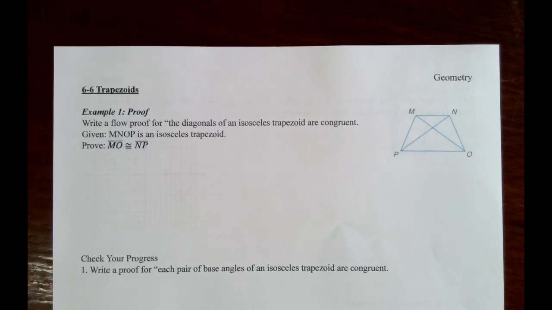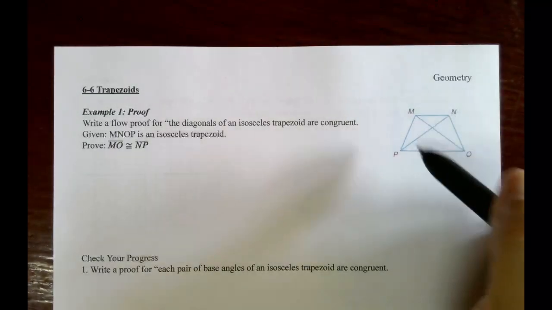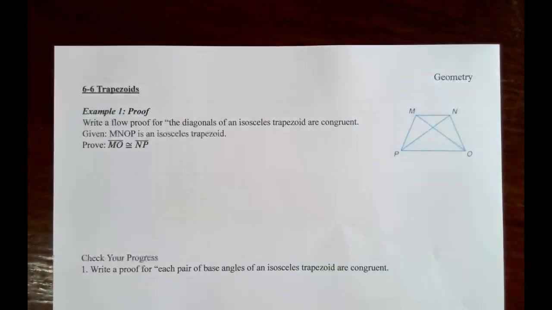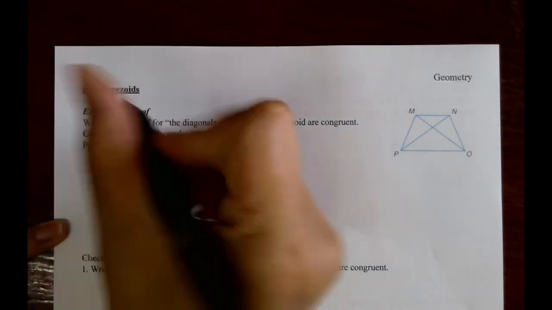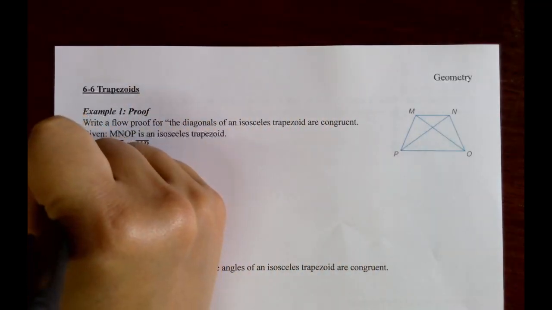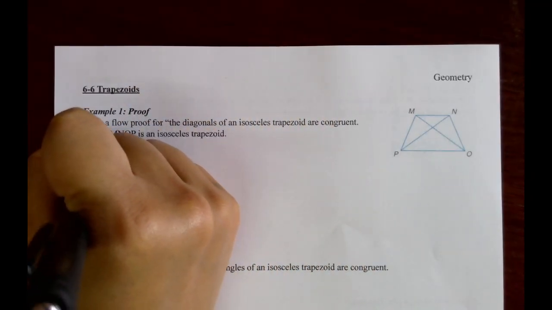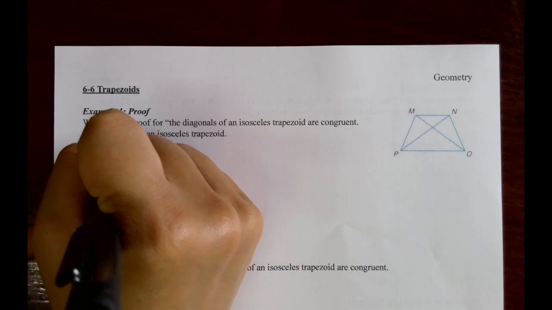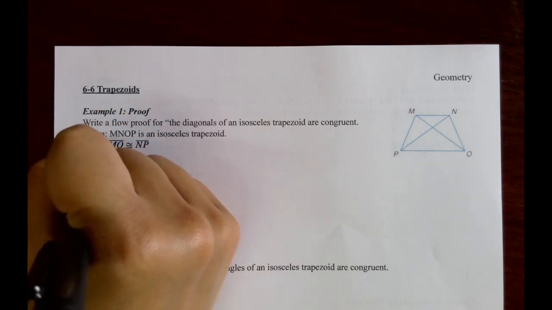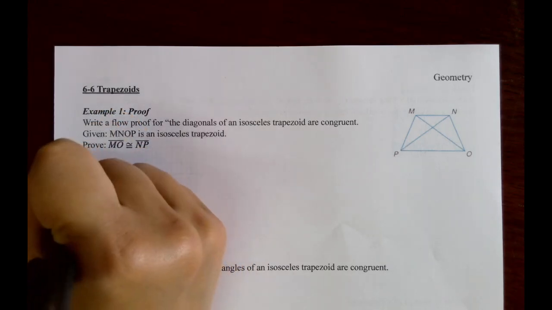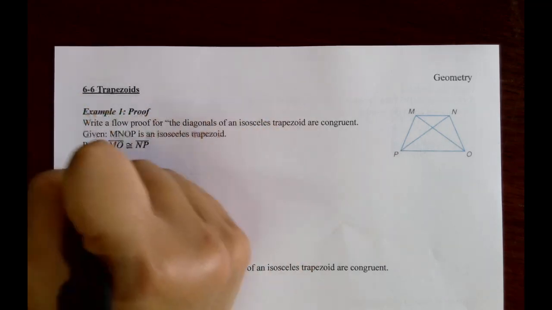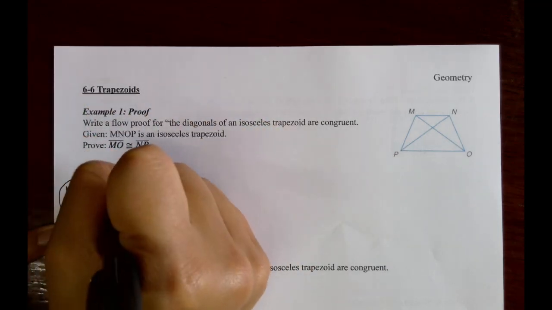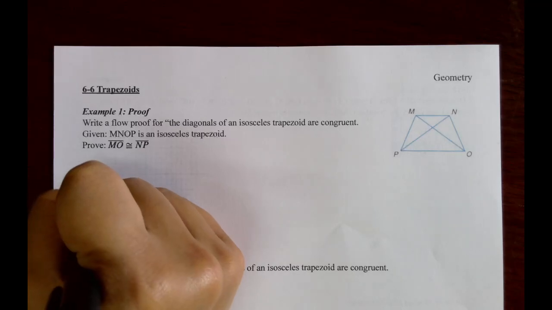So what we know is MNOP is an isosceles trapezoid. We are going to prove that MO and NP are congruent. So I'm going to start off with my given that MNOP is an isosceles trapezoid. That's my first thing, and that is given to me.